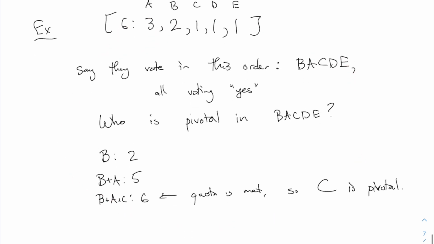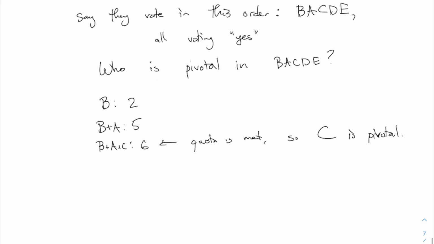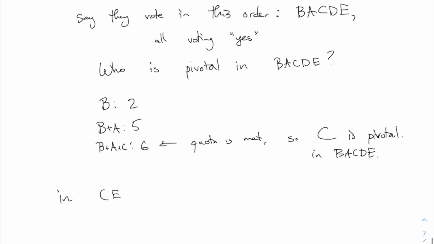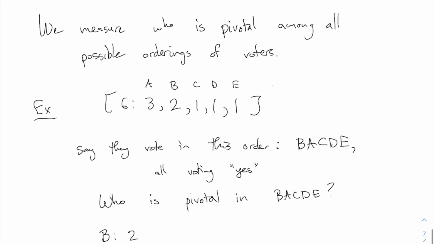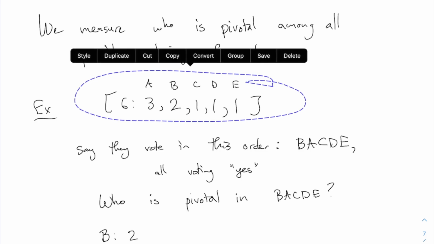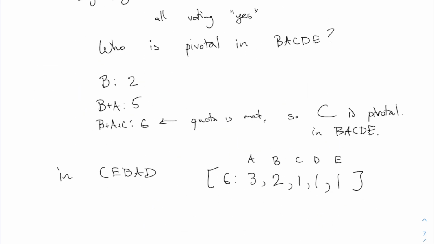How about, in B, C is pivotal in B, A, C, D, E, right? In that particular ordering, C is the pivotal voter. What about in C, E, B, A, D? You have to get used to doing this. It's not very hard, but figuring out who is pivotal in each of these orderings. I'm going to just copy this down here so that we can still see it.